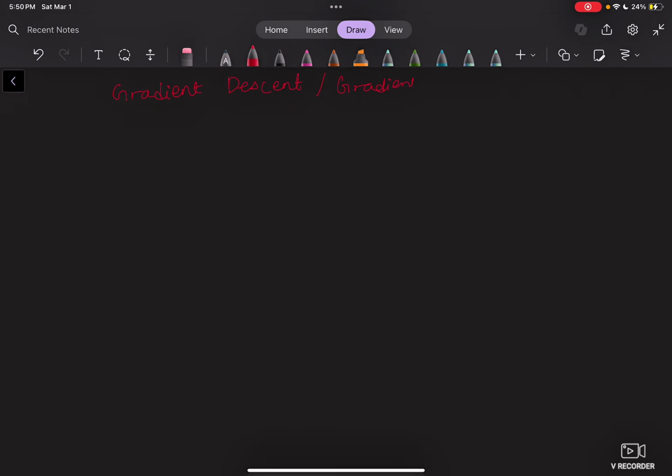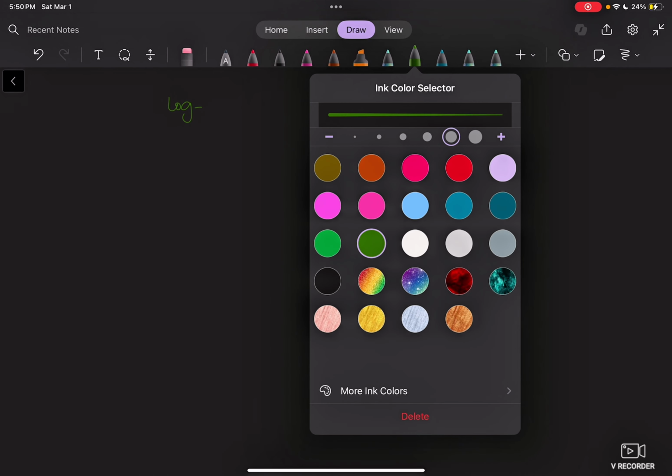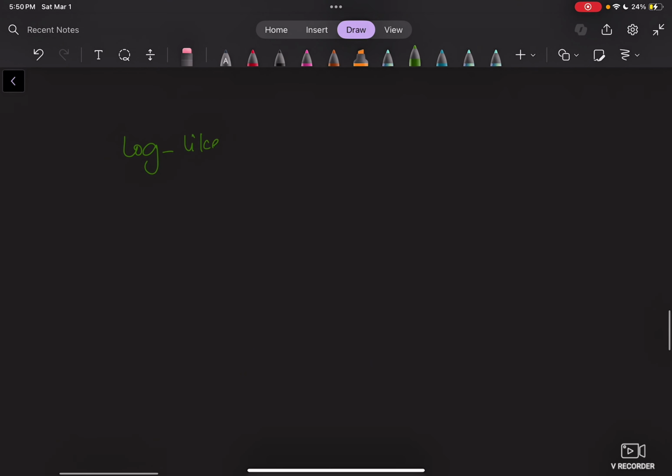Okay, gradient descent versus gradient ascent. So before we jump into this, let's revise our log likelihood and cross entropy. Okay, so log likelihood and cross entropy are closely related but serve sort of different roles, and let's try to understand why.